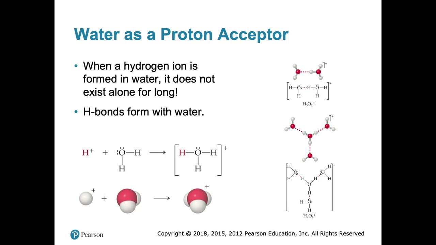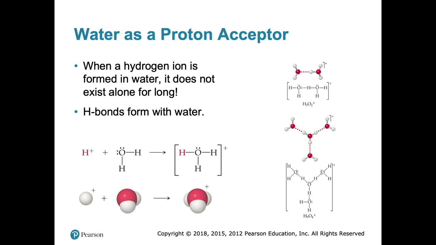So let's talk about water as a proton acceptor. Acceptor, like Reptar. When a hydrogen ion is formed in water, it does not exist by itself for very long. It instantly forms a hydrogen bond with water. So here we have water, and you can think of this hydrogen ion right here as coming from hydrochloric acid or sulfuric acid or whatever. Almost instantly, this hydrogen ion will hydrogen bond to the water like that, and that gives us the hydronium ion.